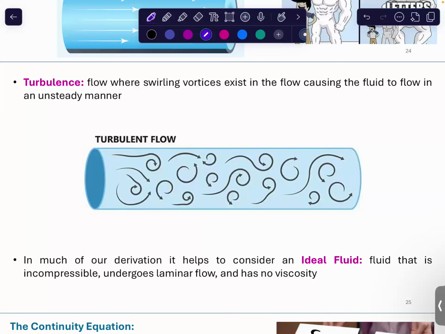So when we're actually deriving things for fluids, we're looking at dealing with an ideal fluid: incompressible, laminar flow, no viscosity. Things get a lot more complicated when you're deriving for a turbulent flow system with viscosity.